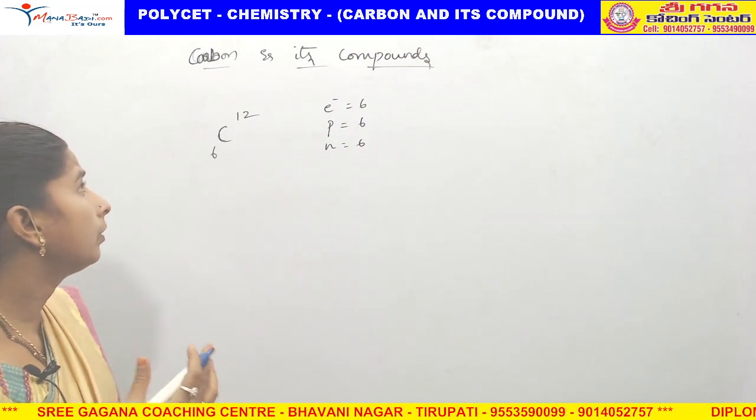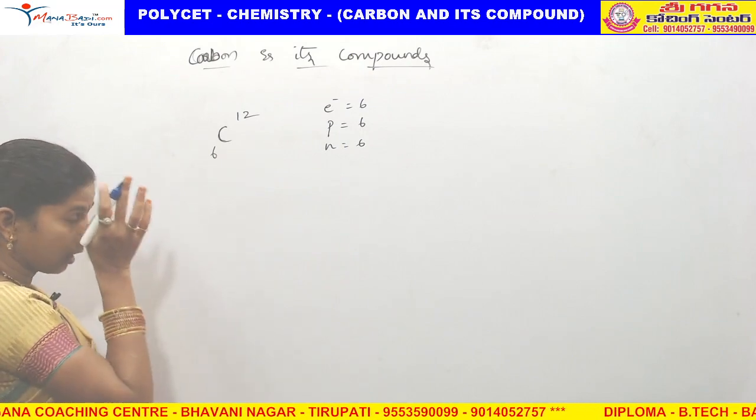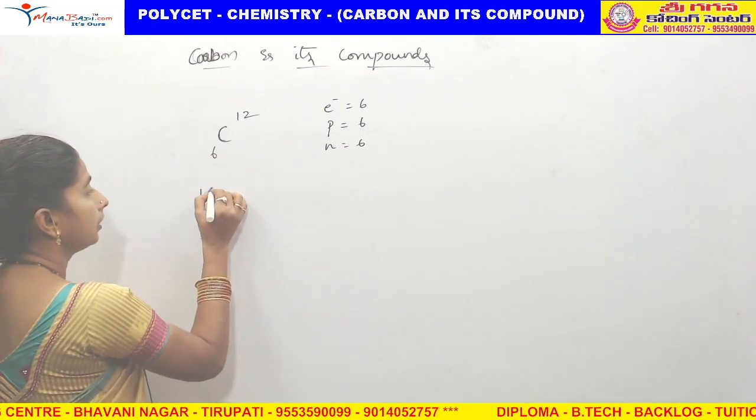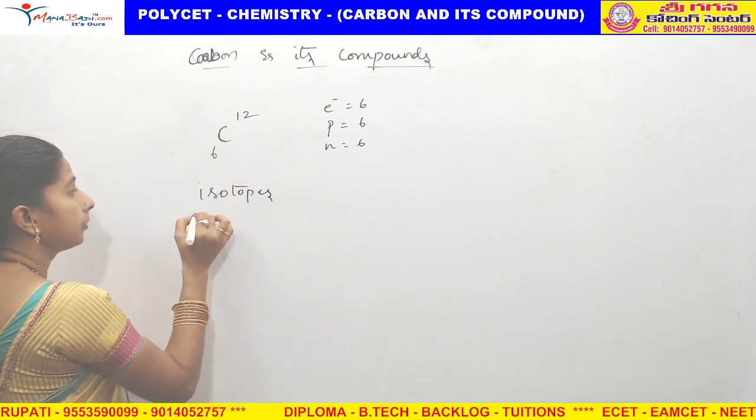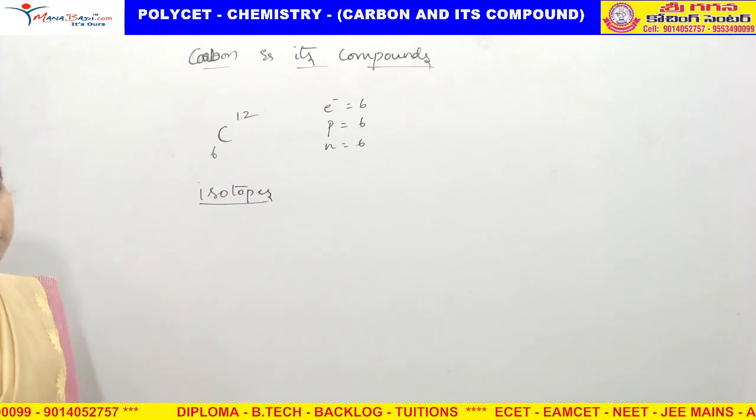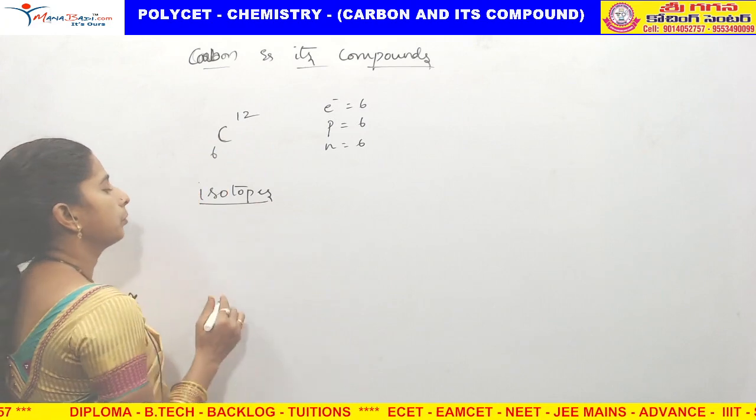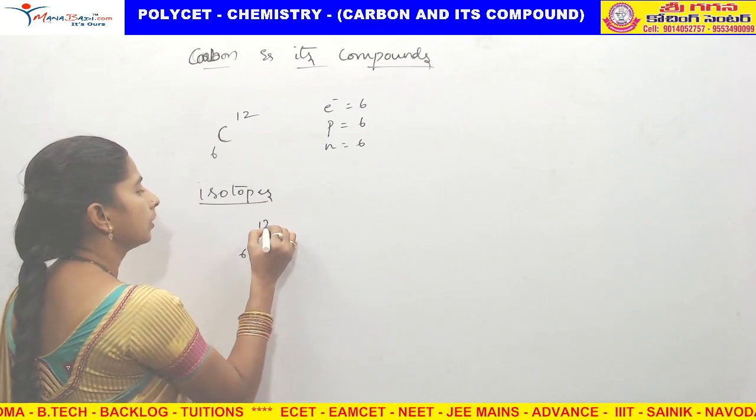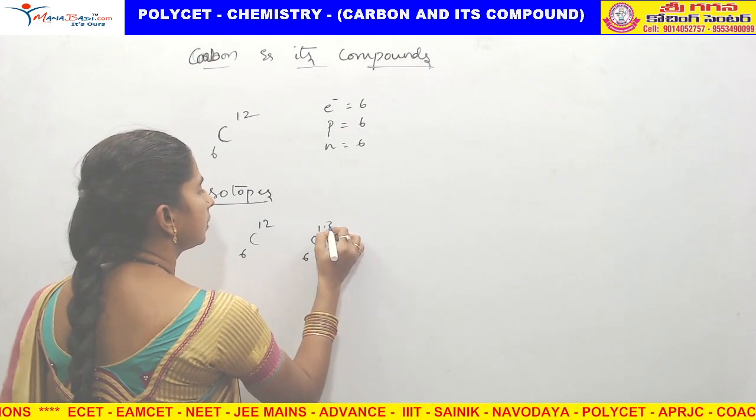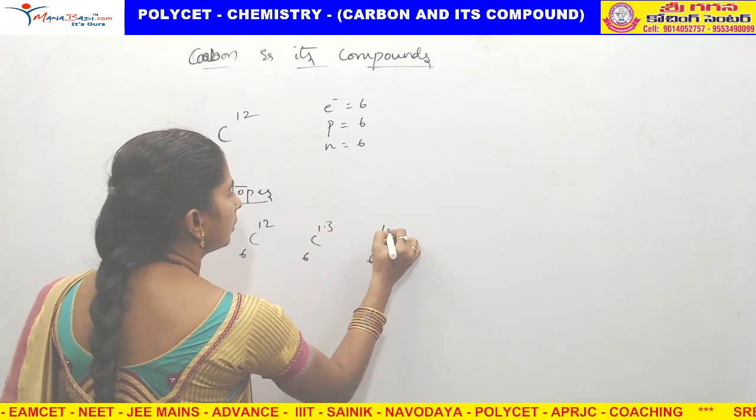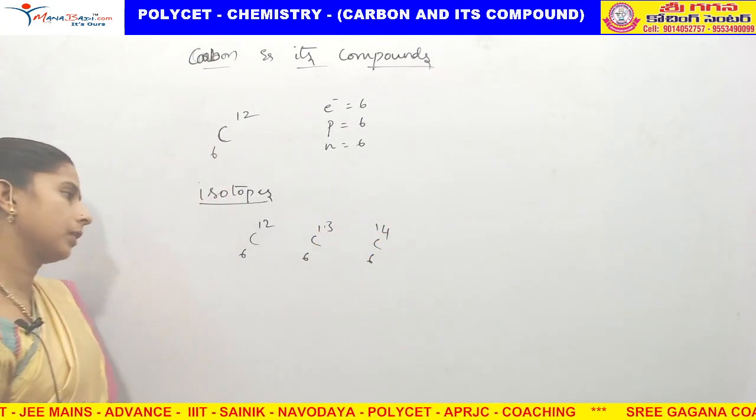Why carbon and its compounds? Because carbon also has isotopes. When we discussed isotopes, I gave this example also: C-12, C-13, C-14. These are the isotopes of carbon.